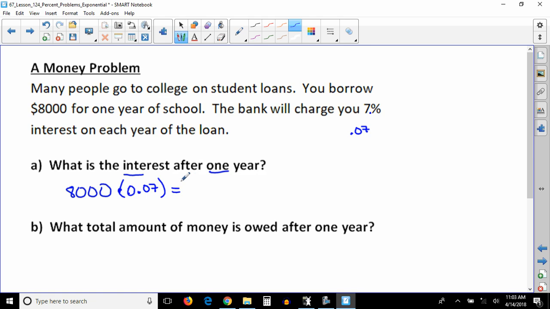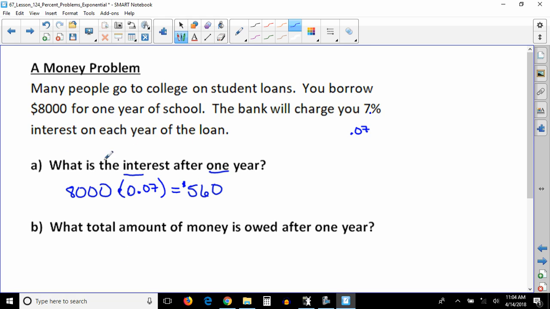These are going to be a lot of calculator problems where you actually have to type it in and figure it out. So you would take the 8,000 times 0.07 in your calculator, and you're going to realize the bank is going to charge you $560 in interest.